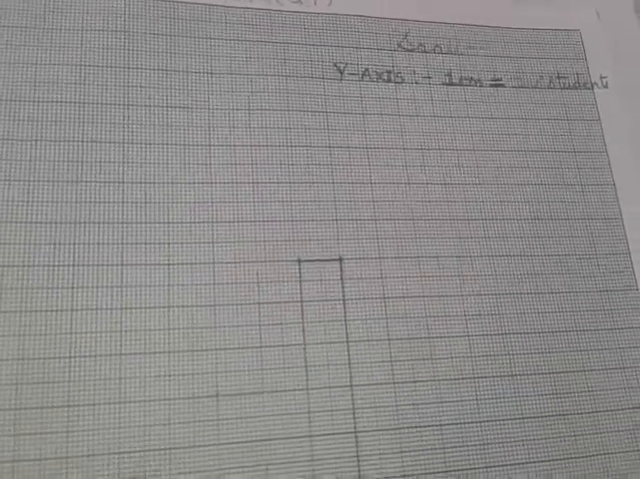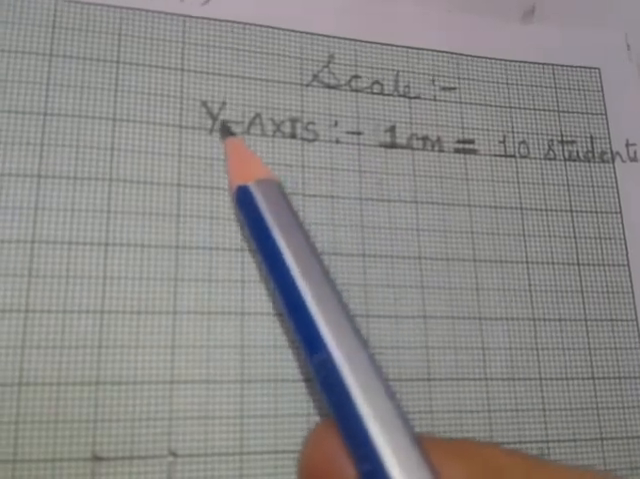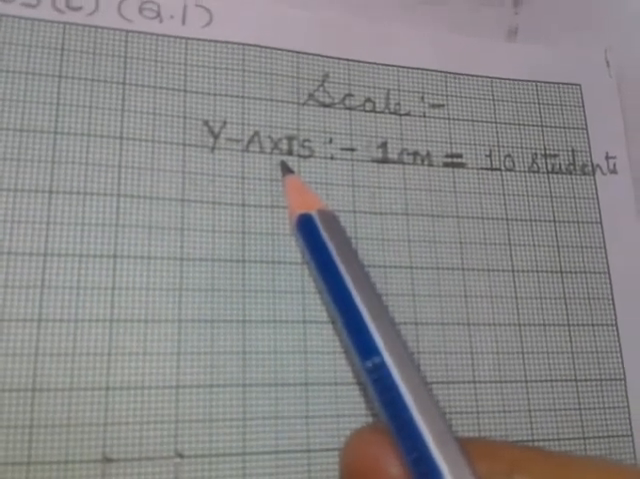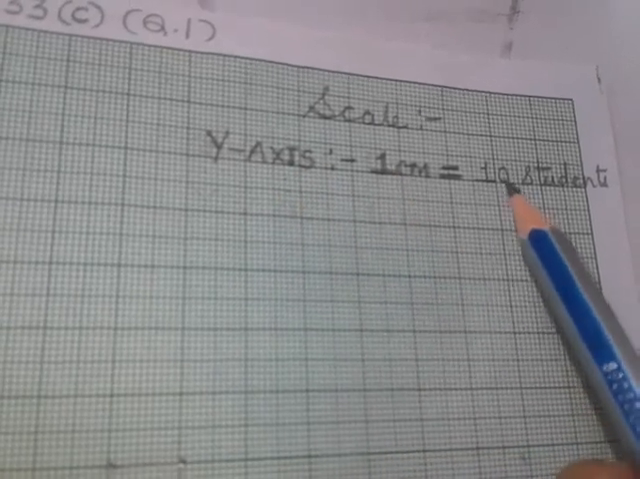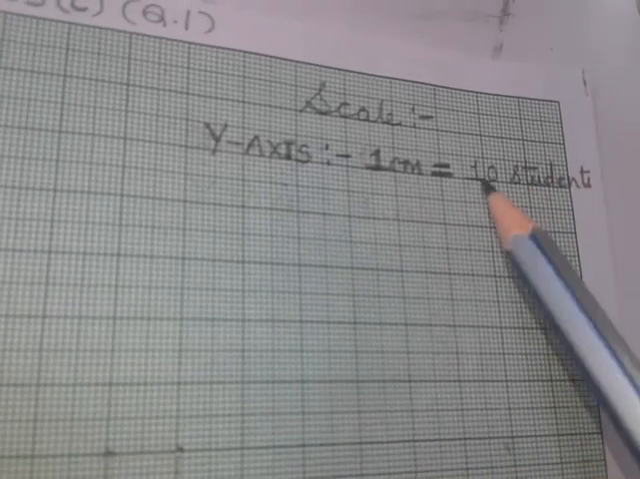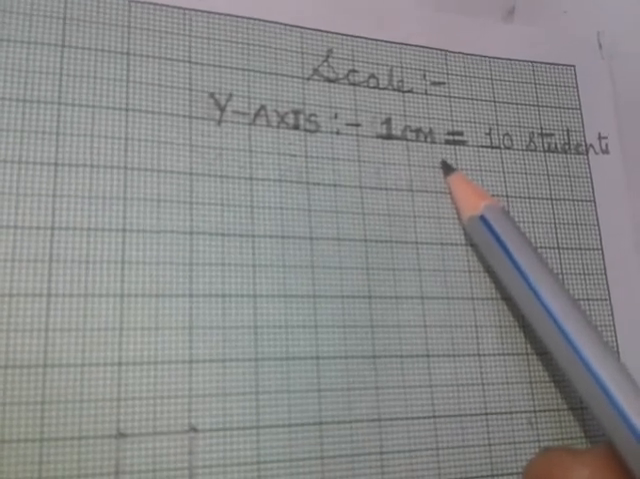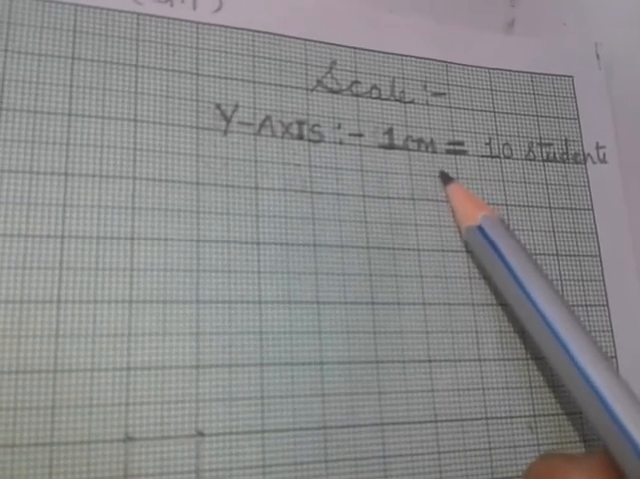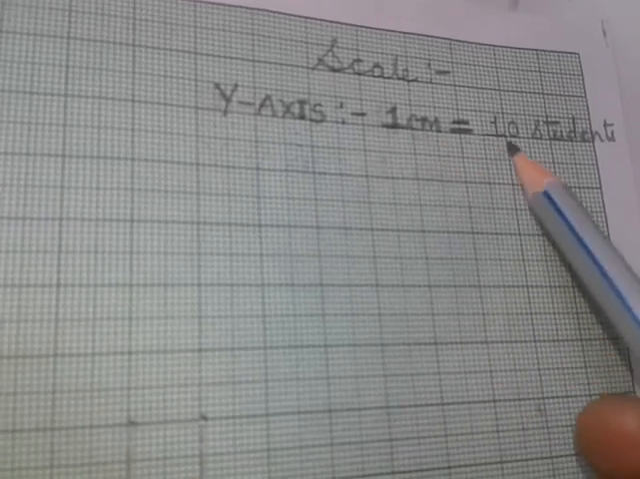Now before drawing any kind of bar graph or any kind of graph, what's important is scale. We have decided the scale for the y-axis: 1 centimeter is equal to 10 students. This is the scale which I have chosen. Your scale might be different, and the graph will also be according to it. How we choose the scale depends on our comfort and how convenient it is. So I have chosen 1 centimeter equal to 10 students.